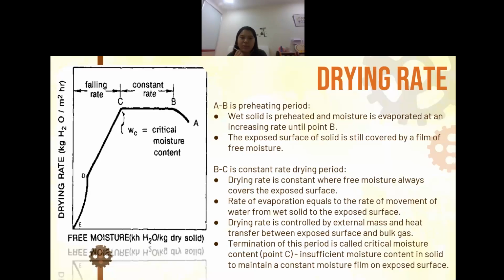Termination of this period is called the critical moisture content, which is point C, because there is insufficient moisture content in the solid to maintain a constant moisture film on the exposed surface.